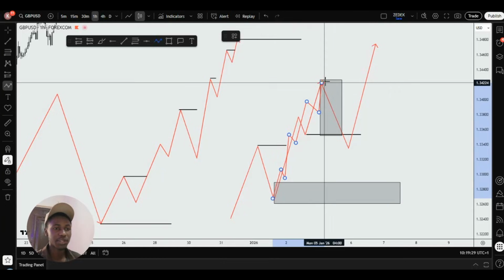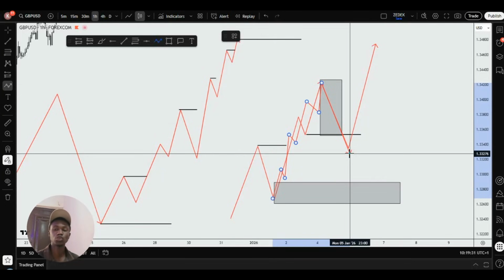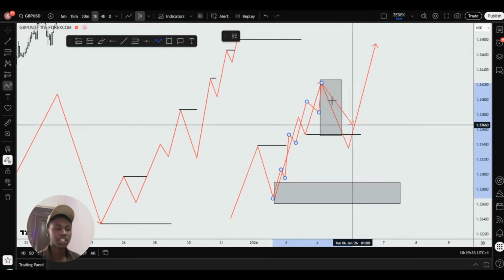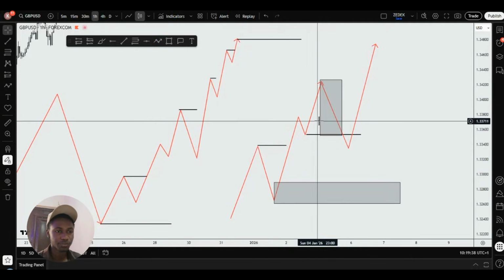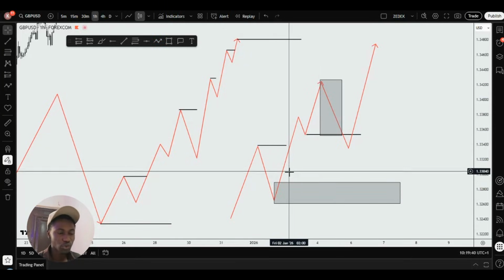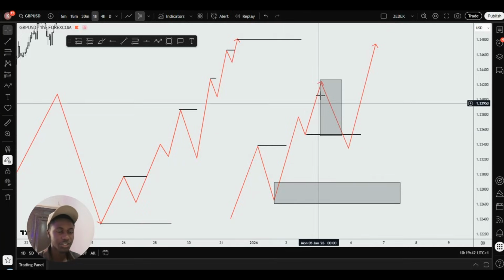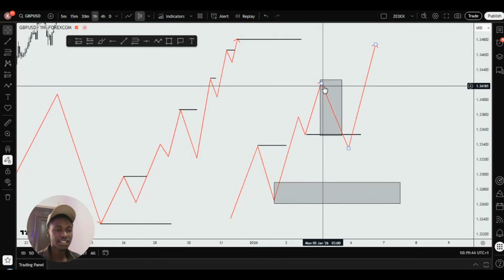What we are going to expect is price to pull back, because price just doesn't go up straight. You're going to expect price to pull back, balance the previous structure before pushing again. So if you're just focusing on the lower time frame, you're trading this, you should expect a pullback.